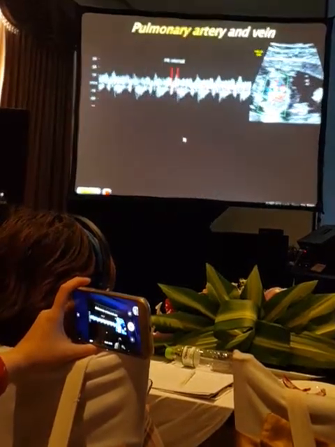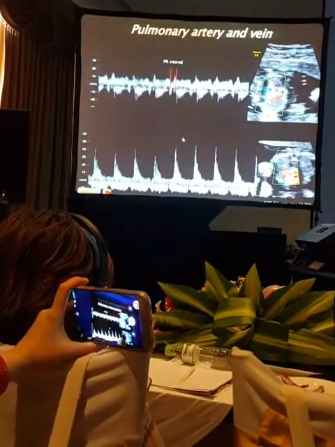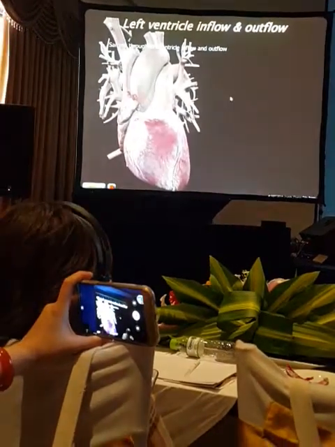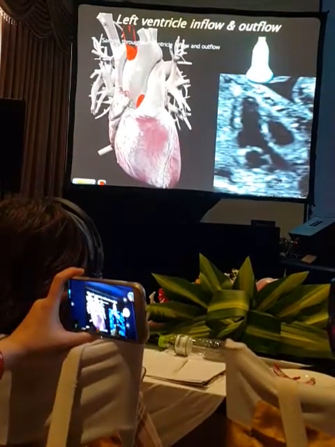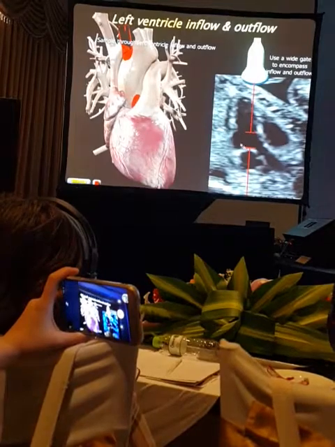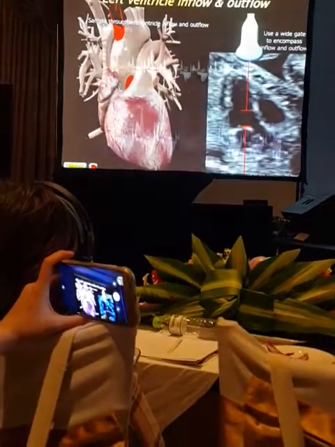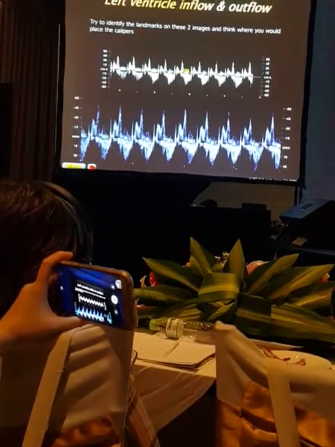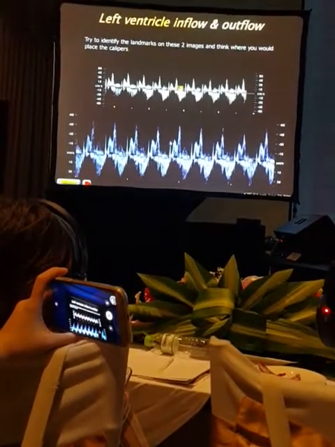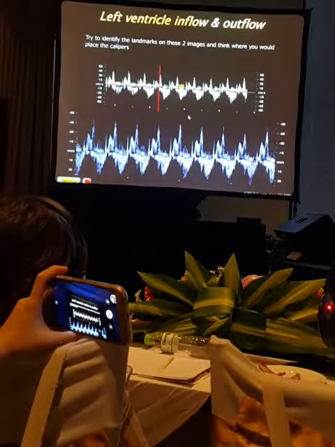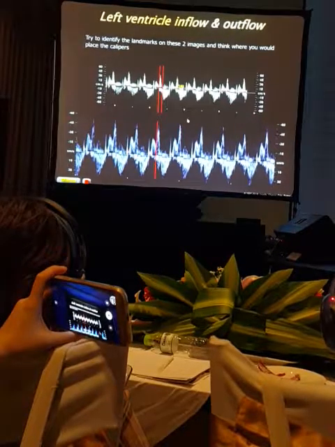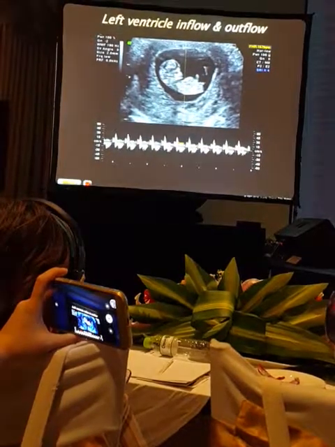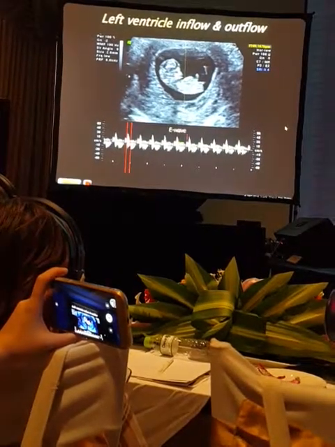Let me show you another one here, which is the left inflow-outflow. This is the one you're most likely to start with. You take the aortic outflow, put your sample below the mitral valve, and then you get this. This is a tracing that has all the information, all the clicks that you want to look at. The advantage is that you can measure this very early in gestation. You can measure it already in the 9th week.